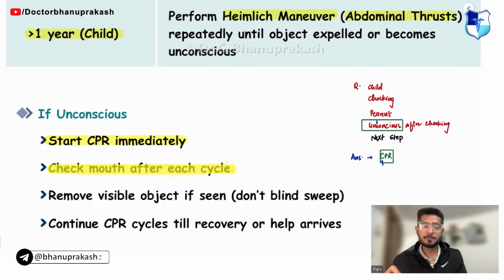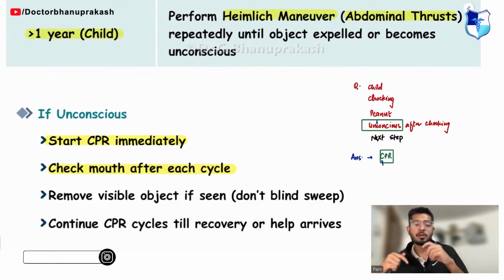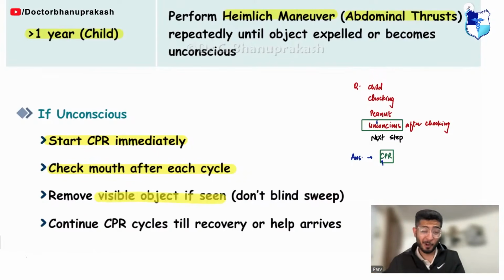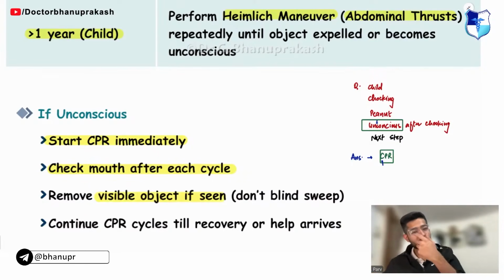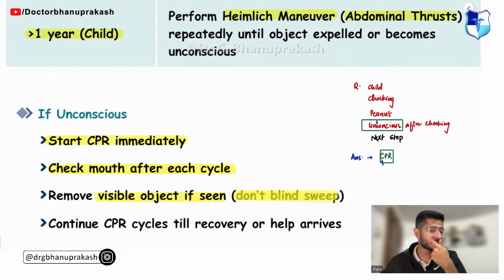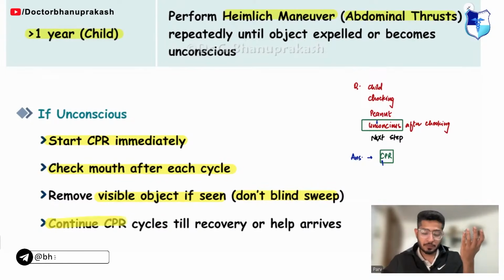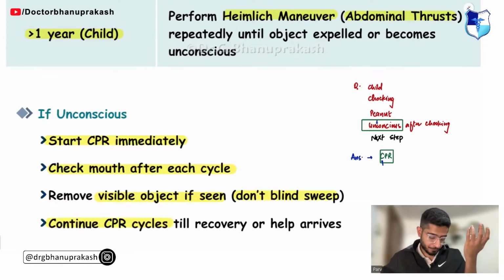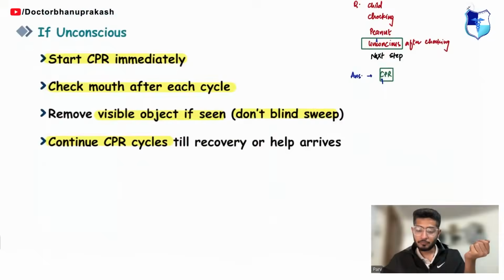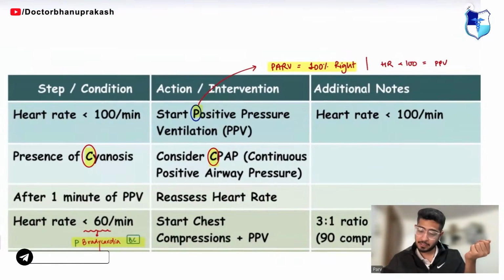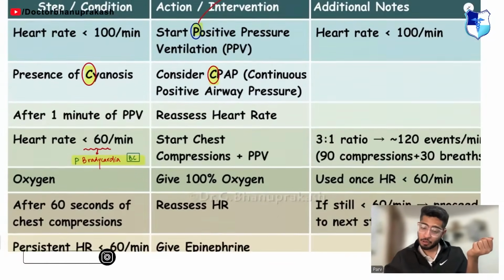After each cycle you have to check the mouth. So you give the CPR, check the mouth, give CPR again. Remove the visible object. If anything is visible, just remove it. Don't do a blind sweep; blind sweeping is not recommended. Continue the CPR cycles till the child gains consciousness.